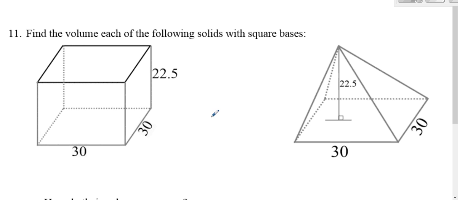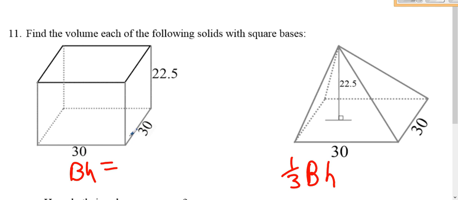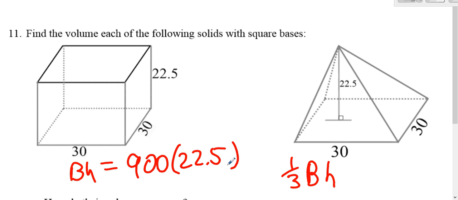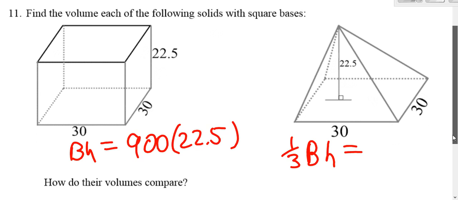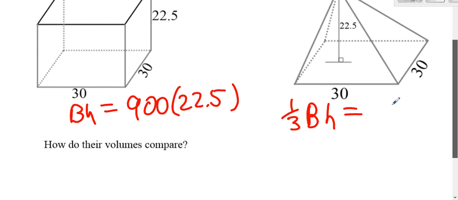The only difference between the two then is going to be, this is area of the base times height. This is 1/3 area of the base times height. 30 times 30 for the base is 900 times the height, 22.5. Do the exact same thing for the pyramid, but it'll be 900 times 22.5, and then divide by 3.